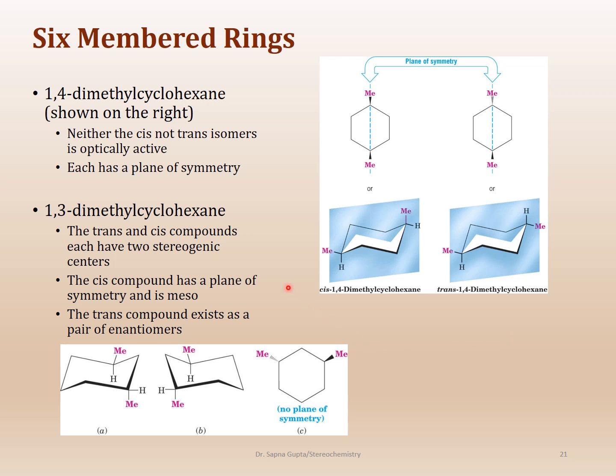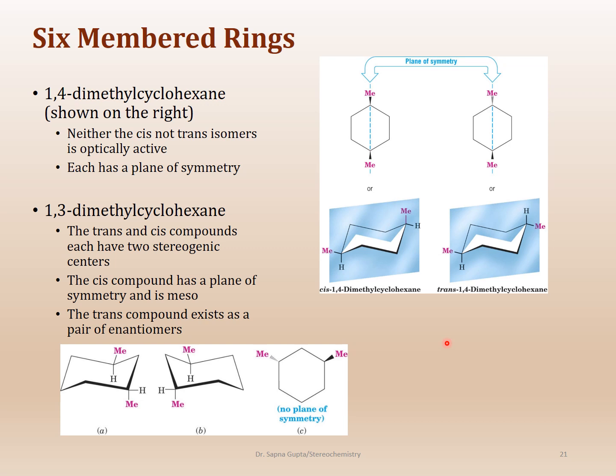6-membered rings can also be optically active depending on how the groups are arranged. One of the things that I suggest for trying to figure out if 6-membered rings are optically active or not is actually to build them. Build 2 of the rings and then try and superimpose them on each other, and see if they do or not. Because if they do, obviously, then they're not optically active. But if they don't superimpose on each other, then they will be enantiomers.